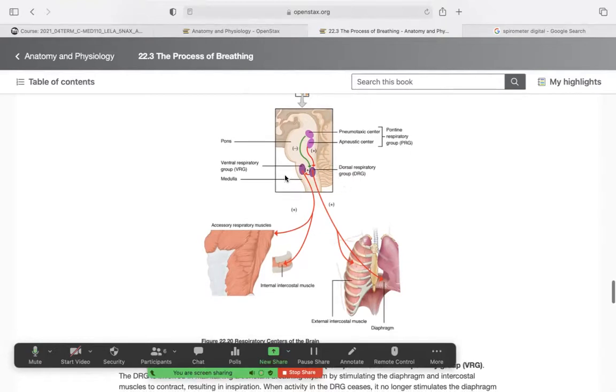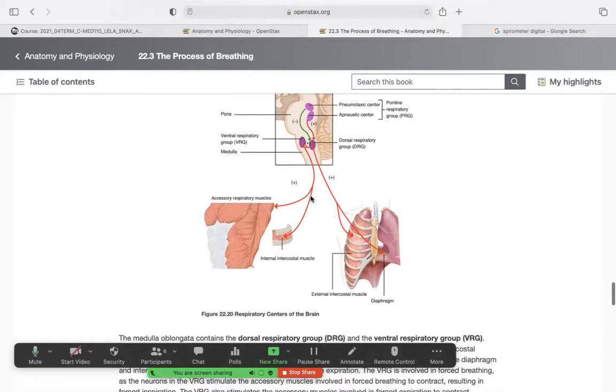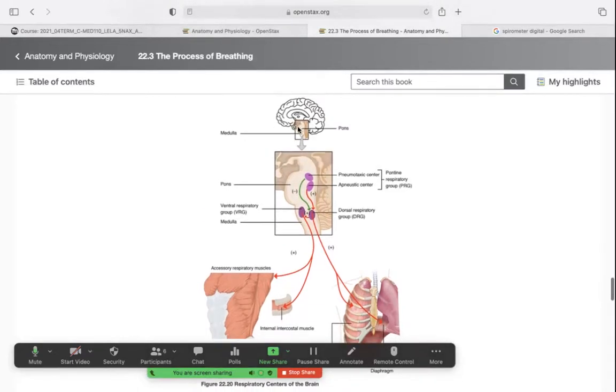Now your VRG and DRG are located in your medulla, the part of your brain right next to the pons. VRG, ventral, is your intercostal muscles. And dorsal, of course, the things in the back, or here, in our case, the diaphragm. This is how I always remember it: dorsal, diaphragm. DRG and VRG are located at the level of the medulla. And PRG, the pontine respiratory group, is at the level of the pons, all at the basal part of your brain.